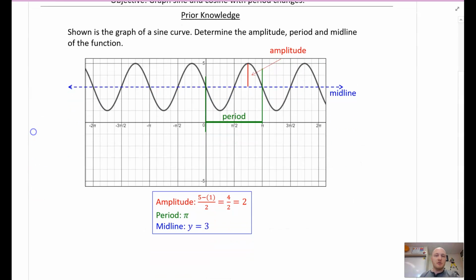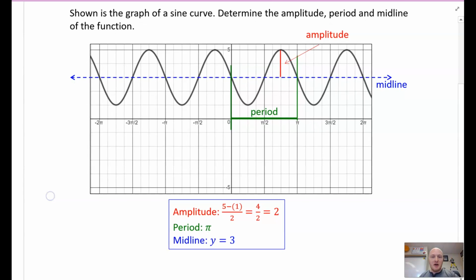Here are the solutions. First off, just identifying the center of the graph, you can identify the midline. The midline will be halfway between your maximum and your minimum. We get a midline of y is equal to 3. Now from there, to our maximum and to our minimum, we're going up by 2 units, so our amplitude is 2. And then lastly, this is a sine function, so you can determine from a starting point where the cycle repeats, and that distance is pi. So we have a period of pi.